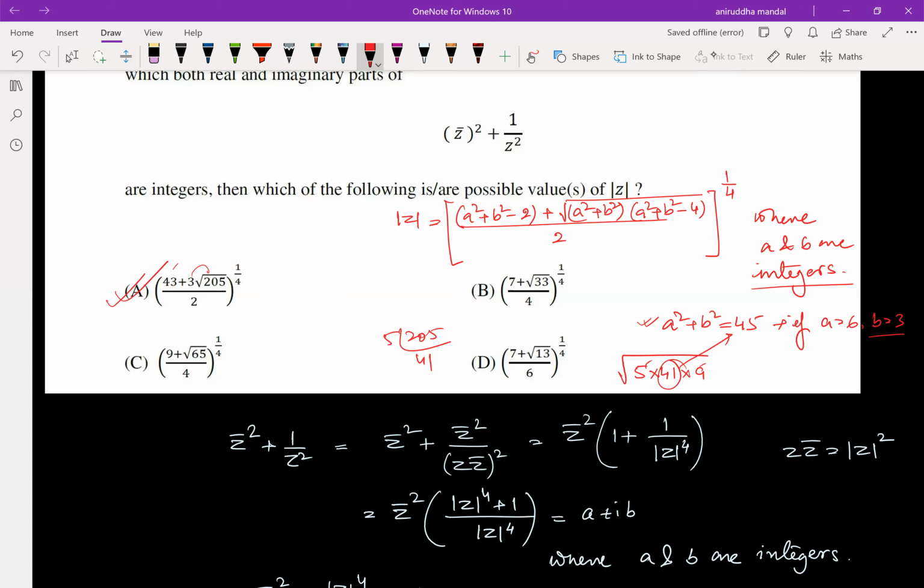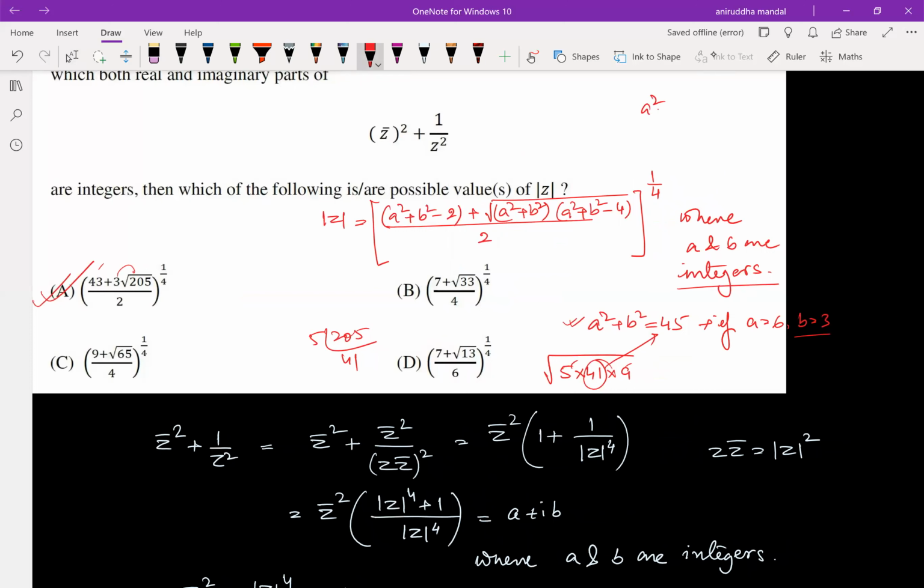Now let's check another value. A square plus b square equal to 7. So it is not possible for any values. So this option is wrong. This option is also wrong. Now, multiply by 2, so 7 by 2, so this is wrong. Now if we multiply the numerator by 2, this is also not possible, because a square plus b square is 7 by 2, so this is not possible at all. Also a square plus b square minus 2 is 9 by 2, so this is not possible either. So all these other answers are wrong, so the only answer is option A.